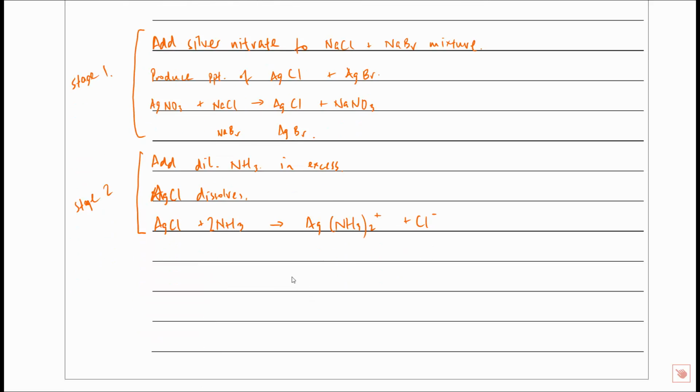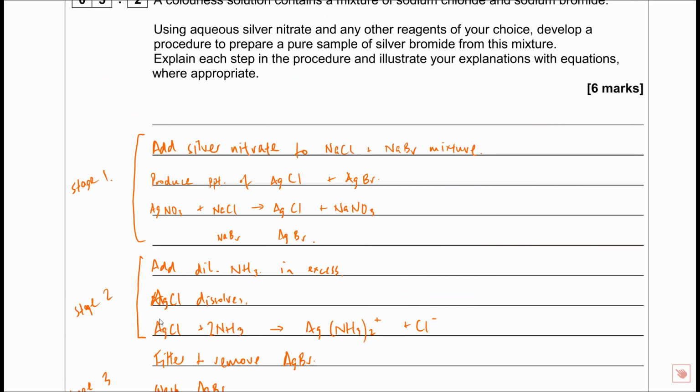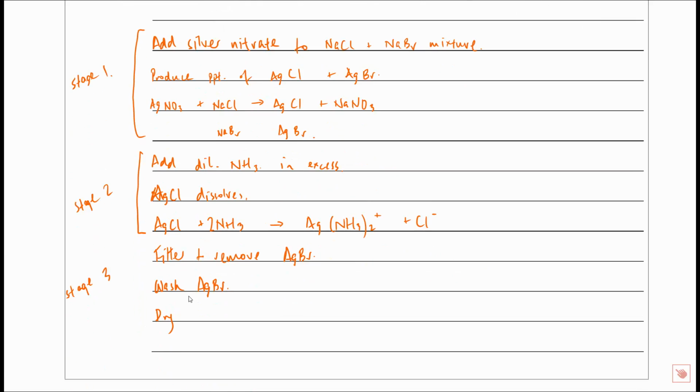So what are we going to do? Okay, filter to remove silver bromide. That's good, but it's not pure. We've got to therefore wash it. So wash silver bromide. That should in theory now purify a little bit. Well, it's not really going to purify, it's just going to clean it up and then dry it. I don't think it does ask for a dry sample, but it's not a bad thing anyway to dry it. So this is our stage 3. Those are essentially the points that you've got to make. Now I don't know exactly how they actually would mark this. I don't know.